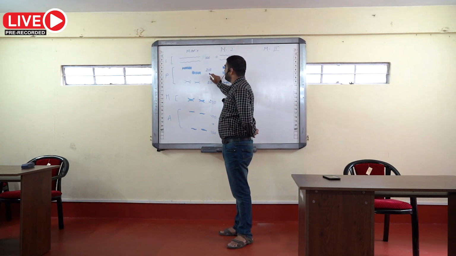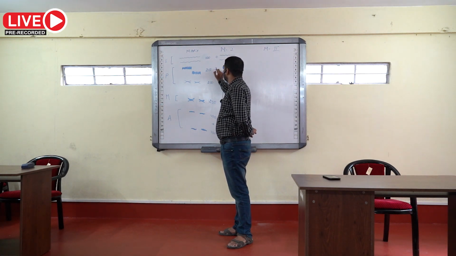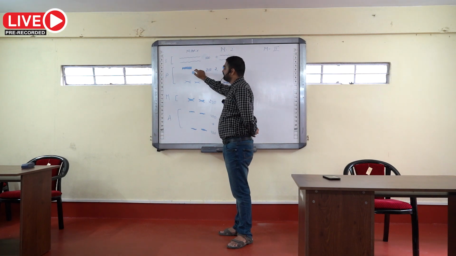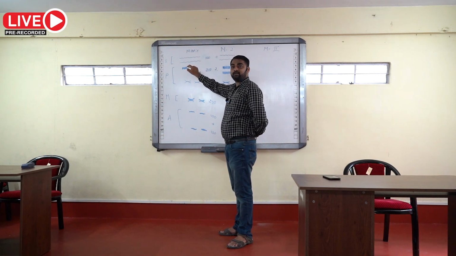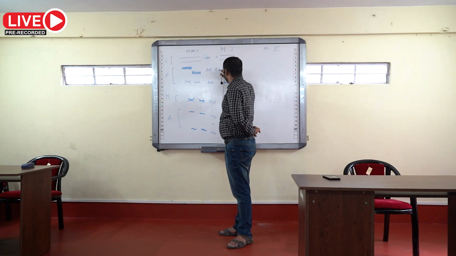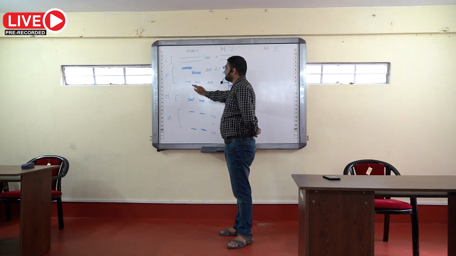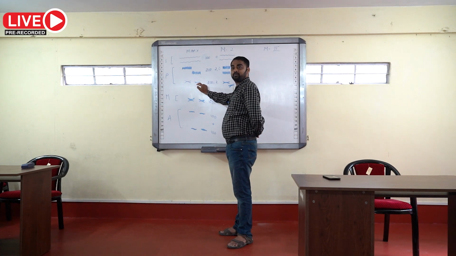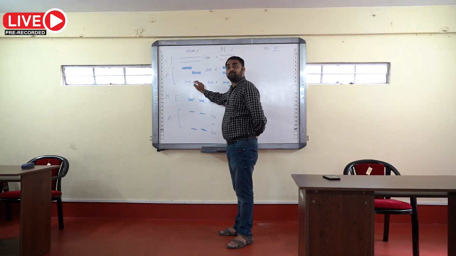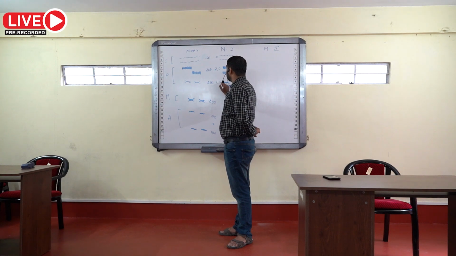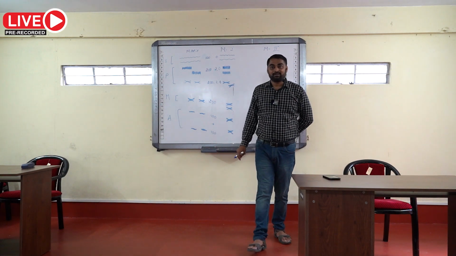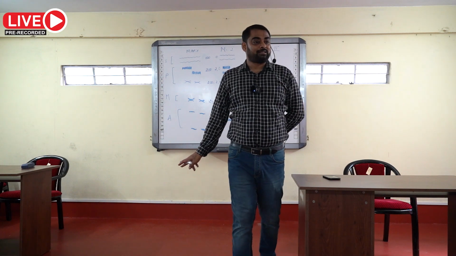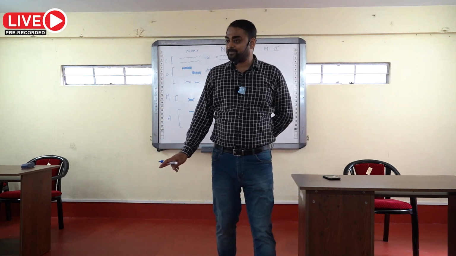How many chromosomes are there here? 2 chromosomes. How many chromatids are there? 0. How many chromosomes are there here? 2 chromosomes. How many chromatids are there? 4 chromatids. Do you see this? You have 4 chromatids. That is, you have 2 pairs of sister chromatids.